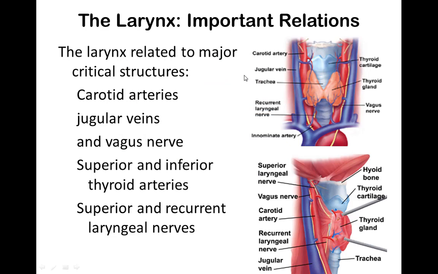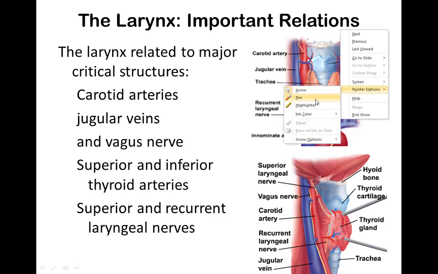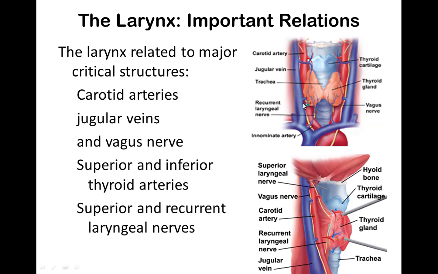So the important relations of the larynx we should know. Here we have critical structures such as the carotid artery, as you can see here. So this is the larynx here in the midline. These are the carotid arteries. And we have also the jugular vein and the vagus nerve. So this is the vagus nerve and this is the jugular vein.